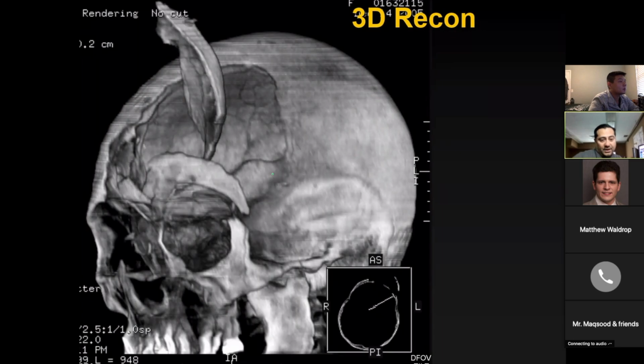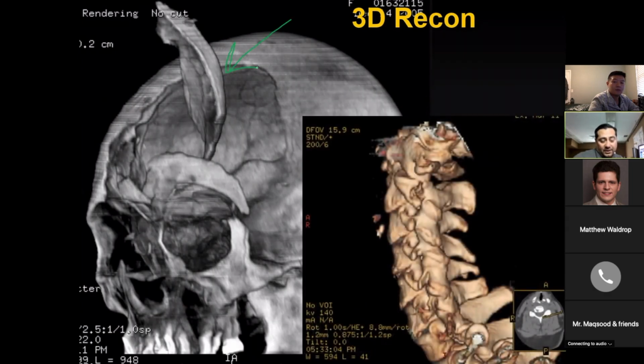But we can always do 3D recons. That's actually a really bad 3D recon because it was on a single slice machine, so not a good image. But that was a person who jumped off a building and landed on their face. So that's this big dislodged flap right there. And we do the 3D recons all the time.